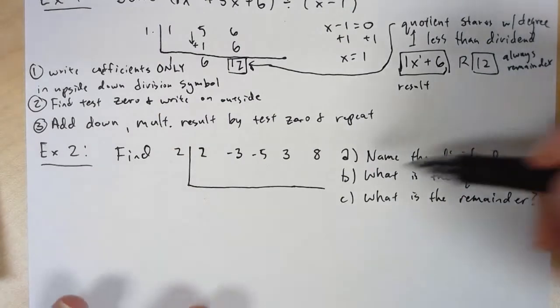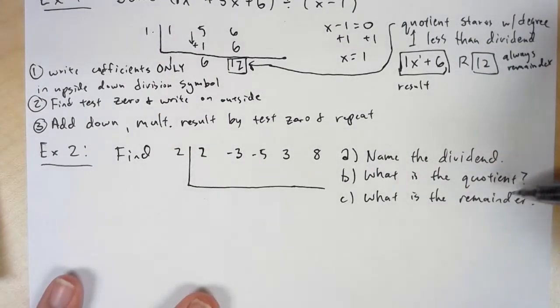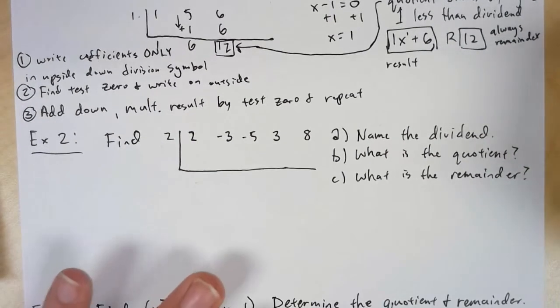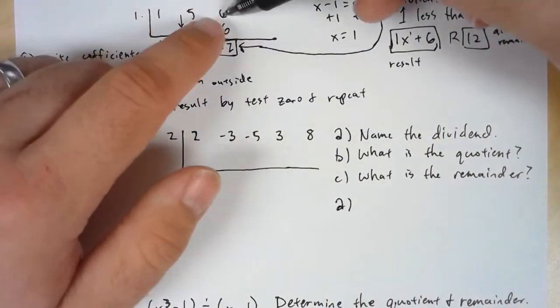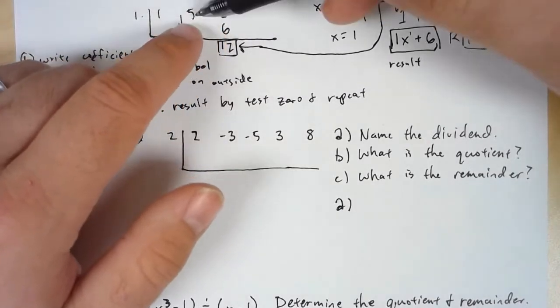Okay, so number 2, find, and this is already set for synthetic division for us. We're going to do a few things. Part A, name the dividend. Part B, what's the quotient? And part C, what's the remainder? So the dividend, let's see here. Just like this one started with our first number, and then we have the next setup, and then we have the next setup.